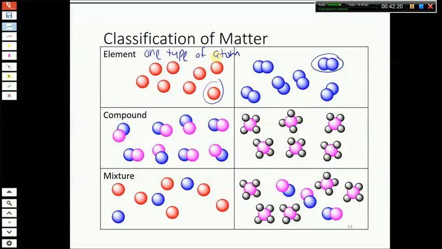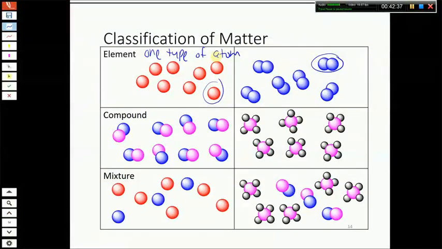So an element either has all red atoms or all blue atoms. Maybe they're connected to each other in some way, but it's only one type in the entire substance. All right. Now, a compound is the other type of pure substance, and in this case, we're going to have two or more elements chemically bonded to each other.